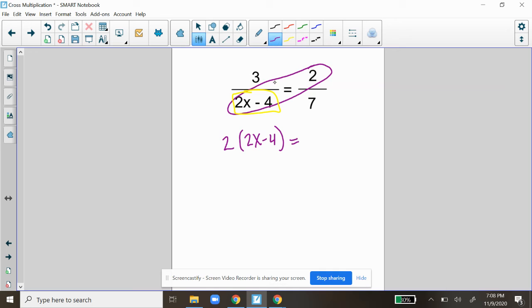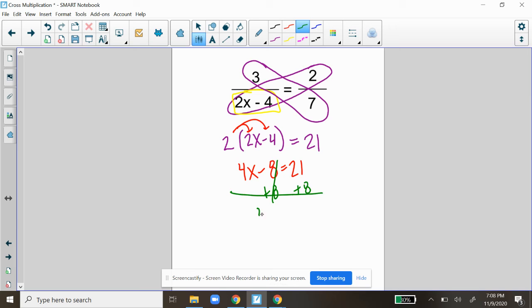Then I know that equals my other diagonal, 3 times 7, which is 21. Again, you know how to do this. I'm going to distribute. So I'll have 4x minus 8 equals 21. We'll add 8 to both sides. And so we're at 4x equals 29. My last step is to divide by 4. And so x equals 29 fourths.